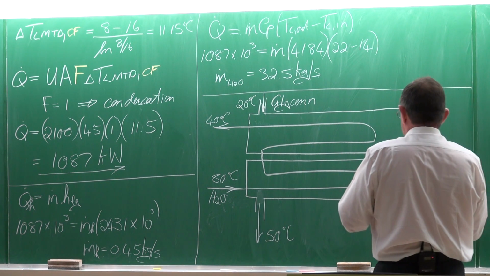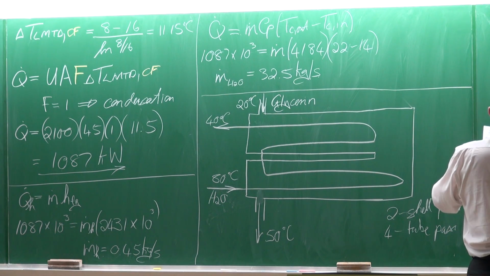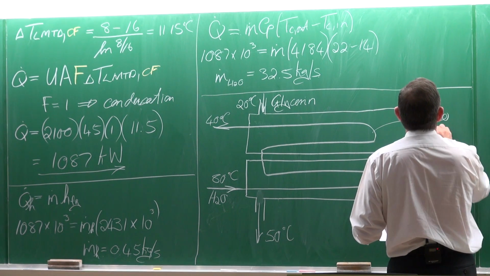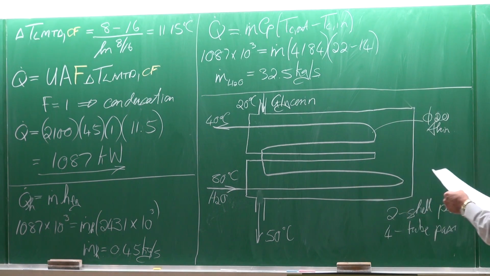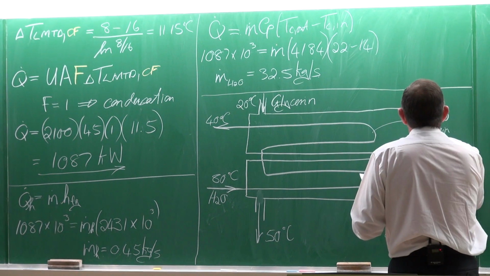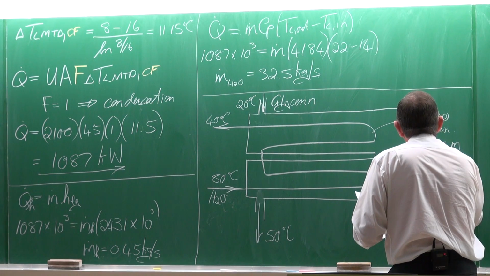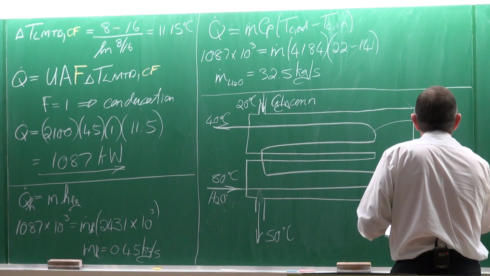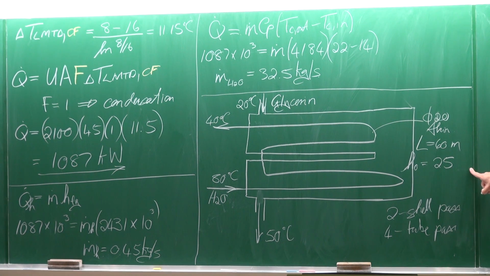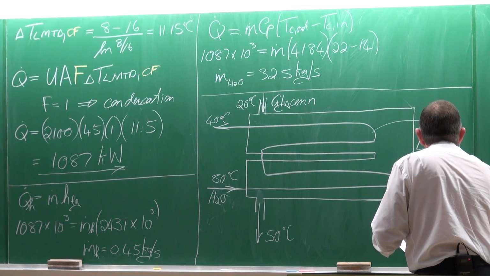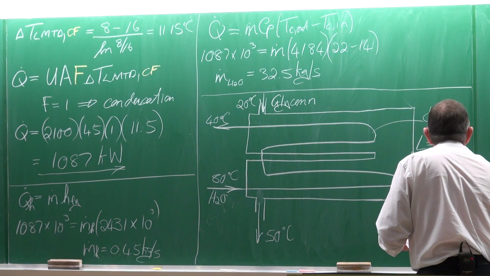What is also given to us is that this tube diameter is 20, and it is a thin tube. The length is 60 meters, total length of the tube on the inside, 60 meters. The heat transfer coefficient on the outside is equal to 25 watts per square meter degrees Celsius. I don't have enough room to write it in here. And the heat transfer coefficient on the inside is 160 watts per square meter degrees Celsius.